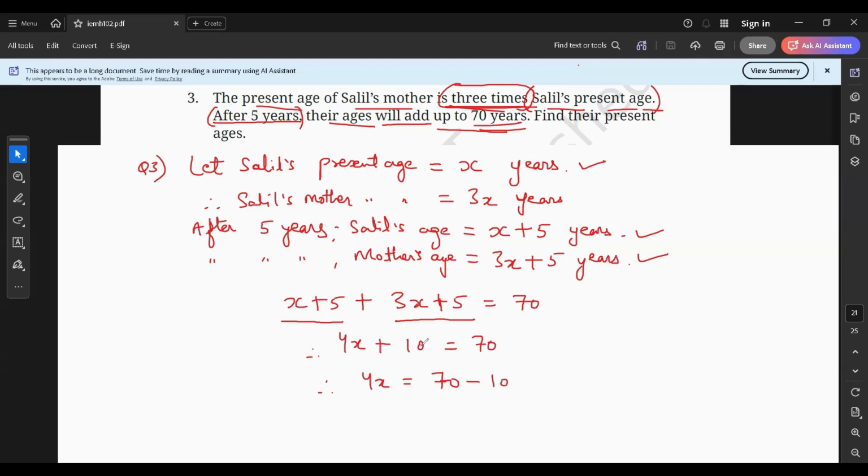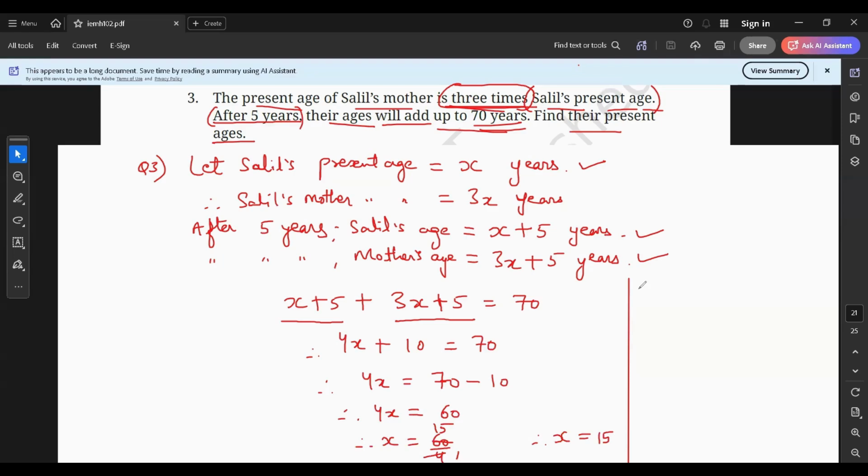So finally, 4x is equal to 70 minus 10, which is 60. 4 will be divided. x is equal to 60 upon 4. 4 ones are 4, 4 fifteens are 60. So my final answer of x is 15. Find their present ages. I have to find both their ages, right? Here, the answer of x is 15.